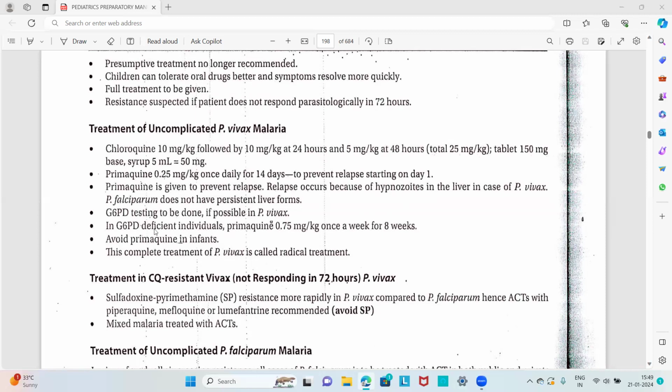And G6PD testing is to be done if possible in Plasmodium vivax. In G6PD deficient individuals, primaquine 0.75 milligram per kilogram once a week for 8 weeks should be given. Avoid primaquine in infants. This complete treatment of Plasmodium vivax is called the radical treatment.